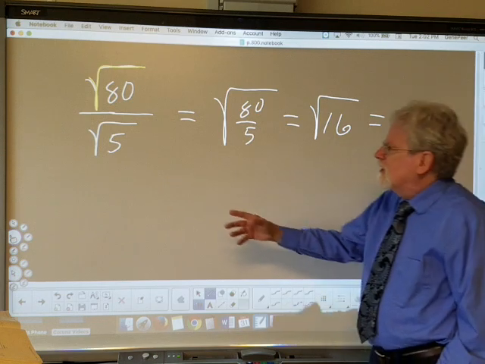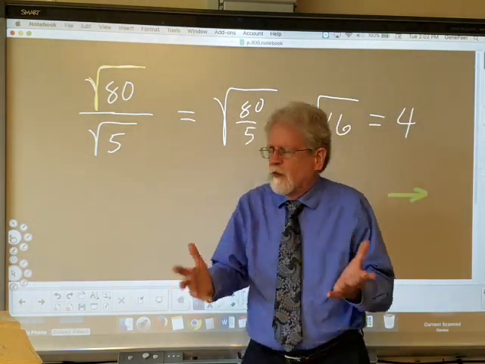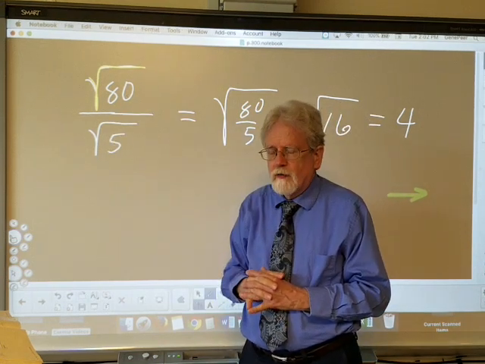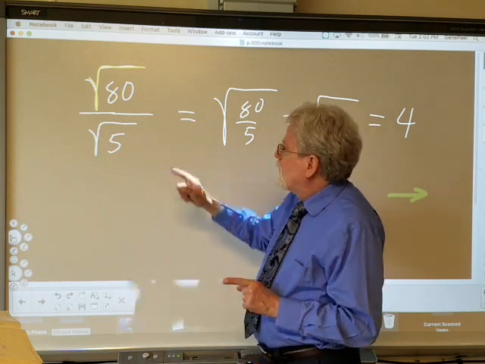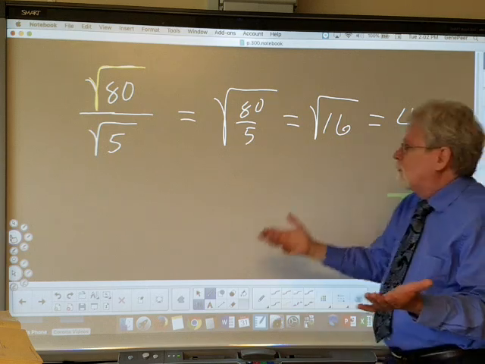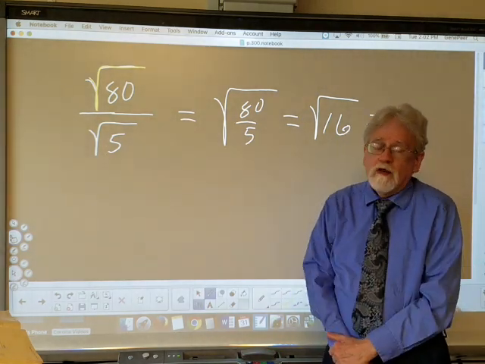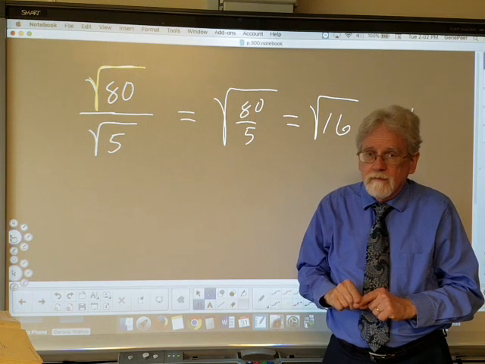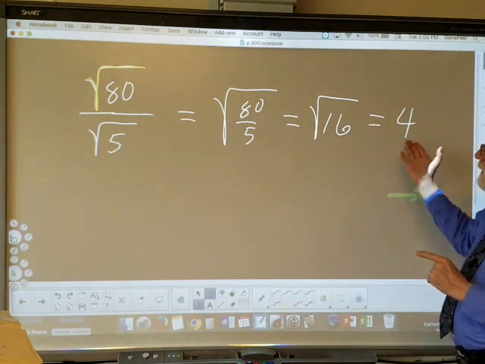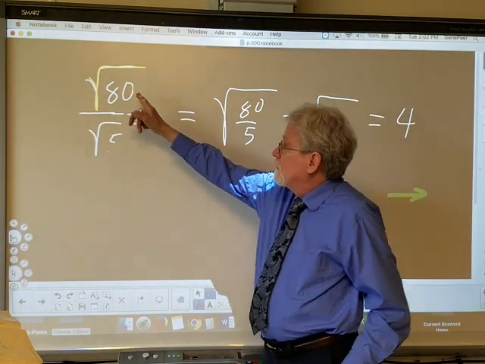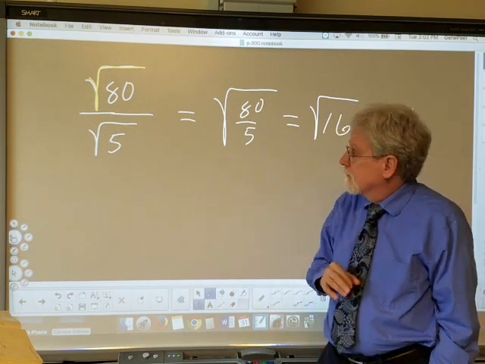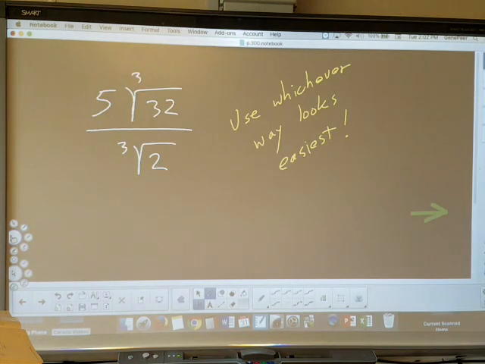So there are times, depending on the numbers, depending on the problem, when it's easier to simplify this first and then see what happens. There are other times when it's easier to divide this first and then see what happens. In this case, it's kind of a toss-up. Which way is easier? They're both pretty easy. It's up to you. But you need to consider that there are two ways, and sometimes this method will be easier. Sometimes the simplify-it-first method will be easier. Depends on the circumstances. Let's go on to the next example from the book.